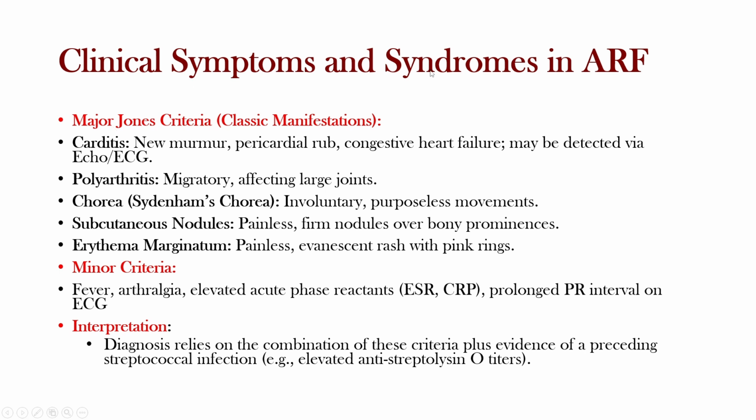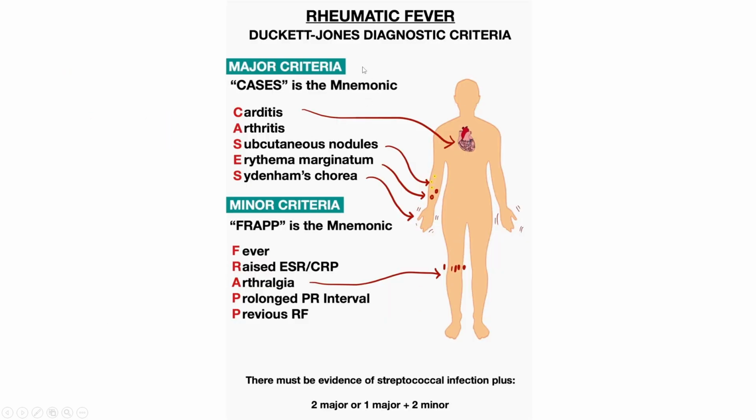For the clinical symptoms and syndromes, we will follow a criteria called Jones criteria. We will need two major symptoms or one major and two minor symptoms to confirm the diagnosis of acute rheumatic fever, and there must be evidence of streptococcal infection in the history of the patient. The major criteria are carditis, arthritis, subcutaneous nodules, erythema marginatum, and Sydenham's chorea. The minors are fever, raised ESR, CRP, arthralgia, pain in the joint, prolonged PR interval in the ECG, and previous RF.